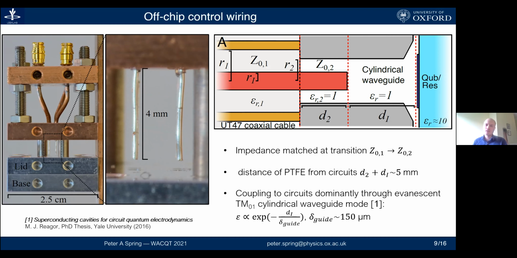And then we know the dominant mode of this cylindrical waveguide. And so for these dimensions, we can predict the decay rate for this mode because it's evanescent. And we find that to be about 150 micrometers. So that kind of sets our sensitivity to misalignment of this inner conductor.